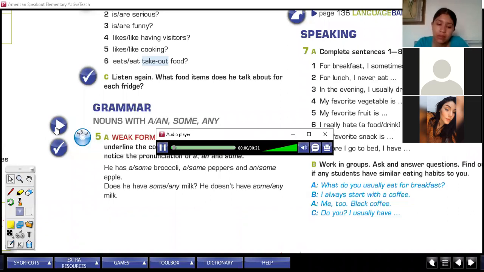Unit 5, recording S5.3. He has some broccoli, some peppers, and an apple. Does he have some milk? He doesn't have any milk.